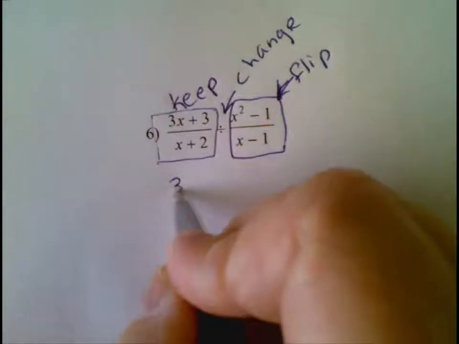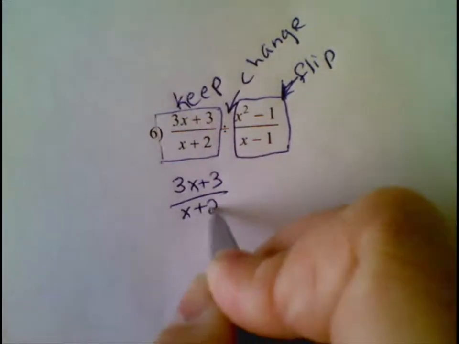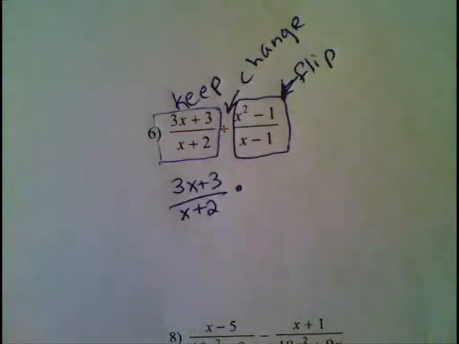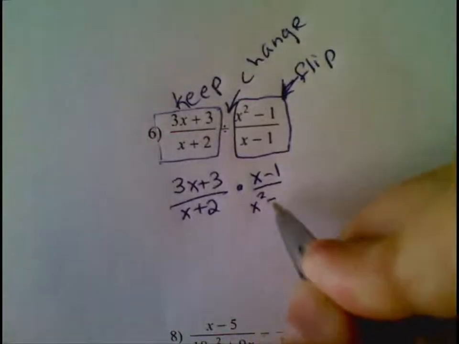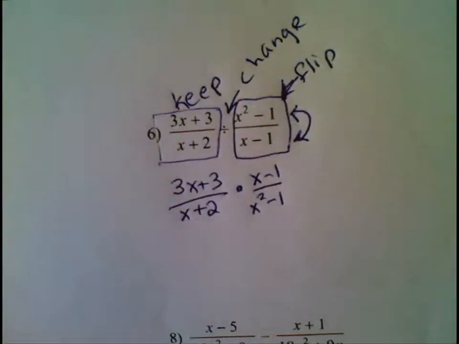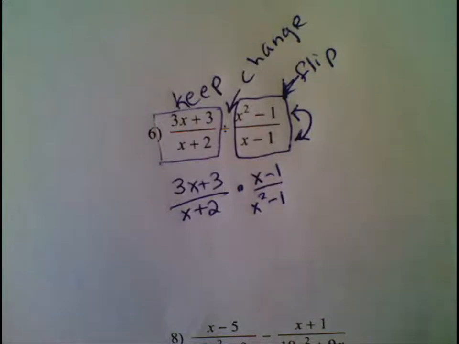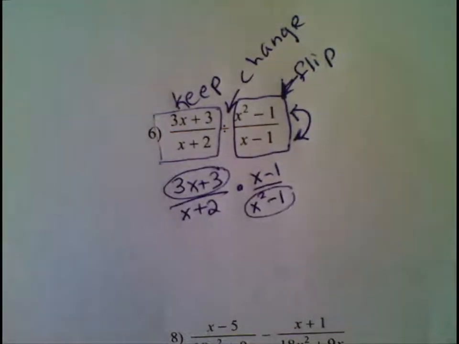So that gives us 3x plus 3 over x plus 2 multiplied by x minus 1 over x squared minus 1, because we've flipped this one upside down. All right, then it works just like multiplication. We are going to have to factor some things. We're going to need to factor this 3x plus 3 and this x squared minus 1.